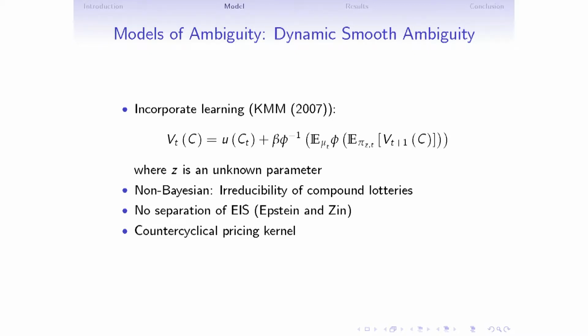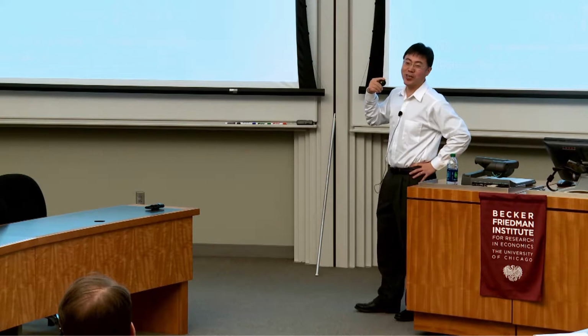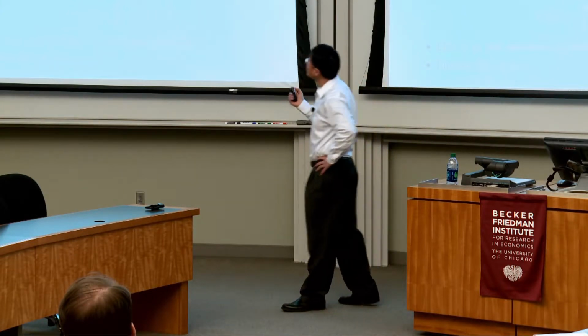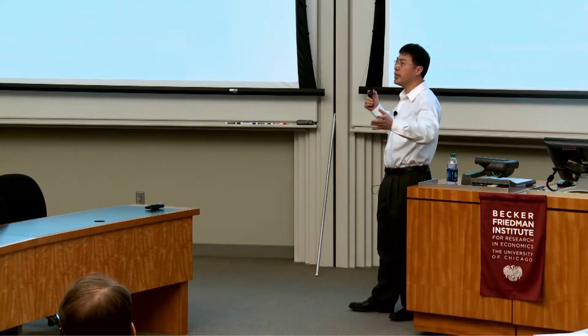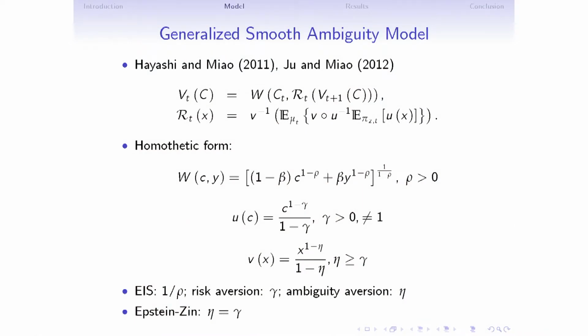However, this model has a limitation in the sense that there is no separation of the EIS, the elasticity of intertemporal substitution. And we have learned from Epstein Zing that this separation is important, okay? Of course, this model also has the countercyclical pricing kernel feature, which is useful for asset pricing. And this leads to my work, so that's why I want to have this model here. There's a separation between the EIS, risk aversion, and ambiguity aversion here, okay? So that's the functional form, we have an axiomatic foundation for this model, and this is the application here. This W is the aggregator. It's similar to the Epstein Zing model.